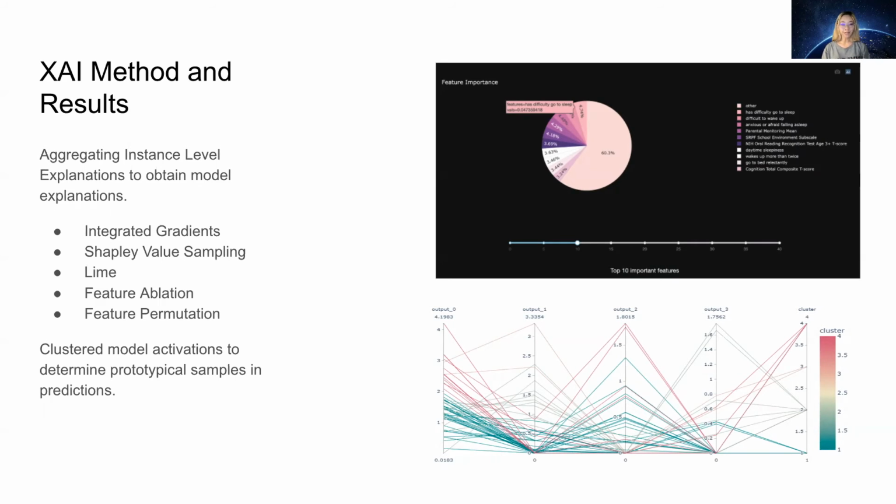To understand how the model is making predictions, we try some XAI methods, and in order to get the model level explanations, we aggregate the instance level explanations we get. Also, we run clusterings to determine whether there are some prototypes across the samples in the predictions.